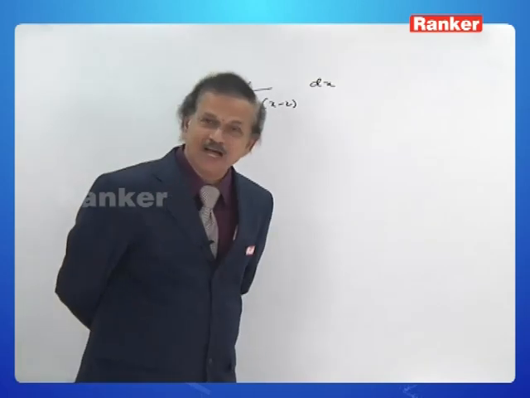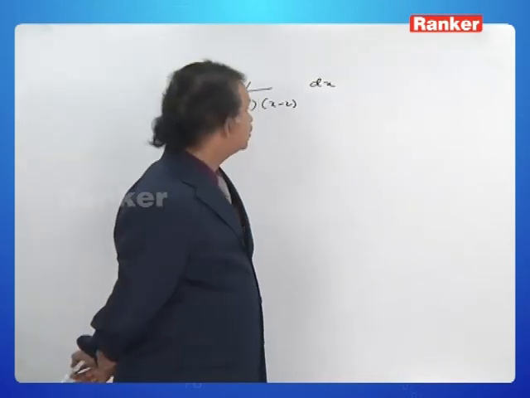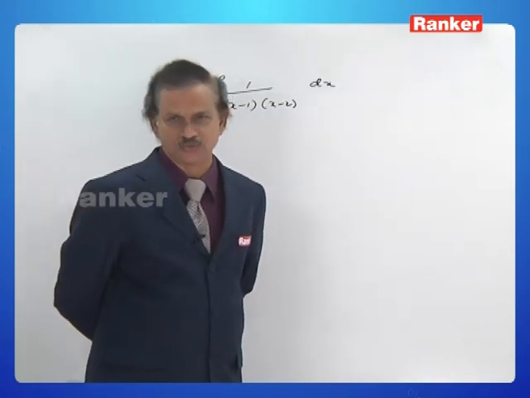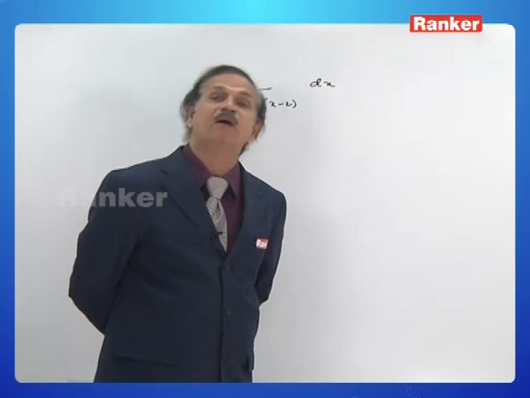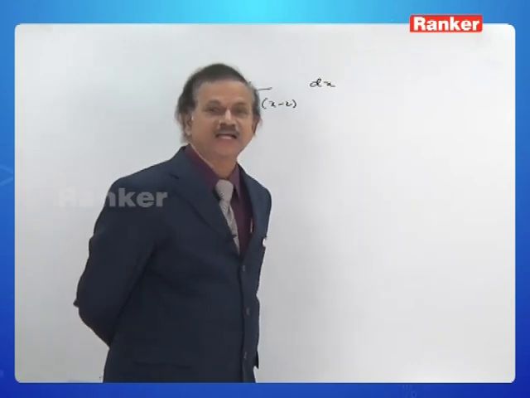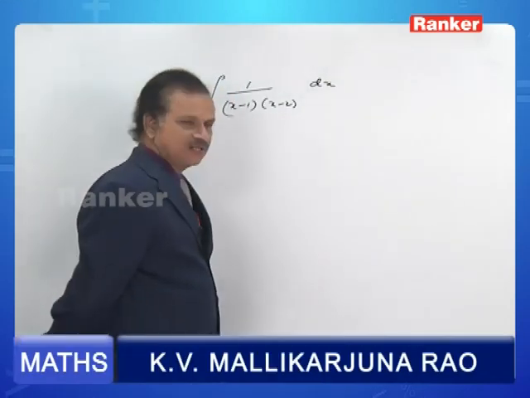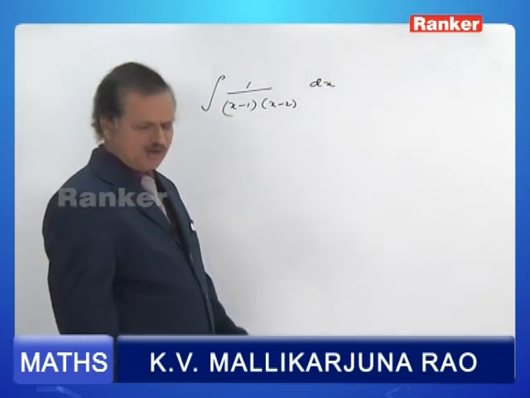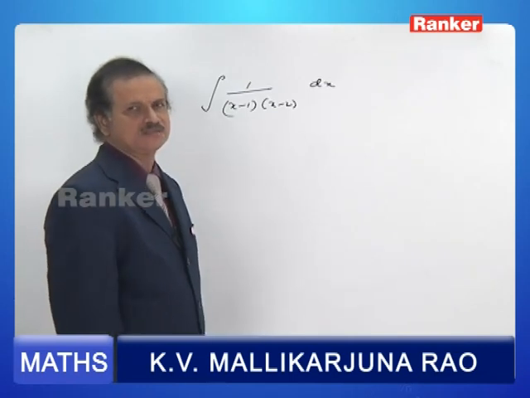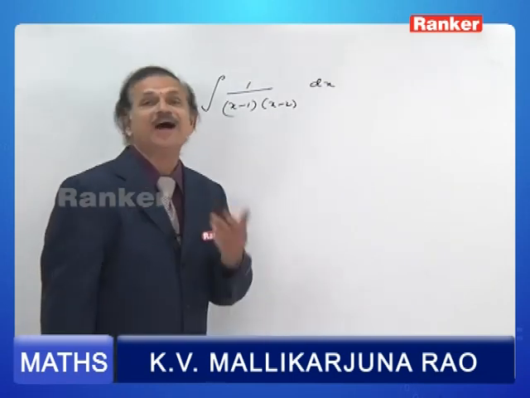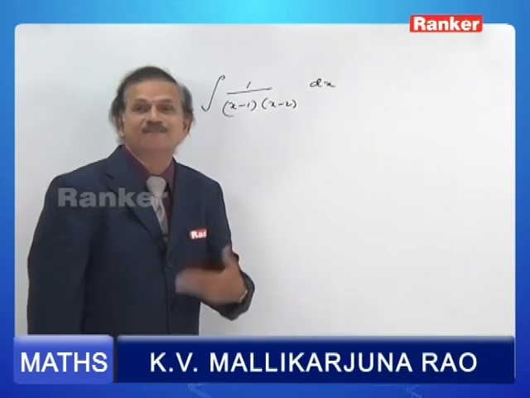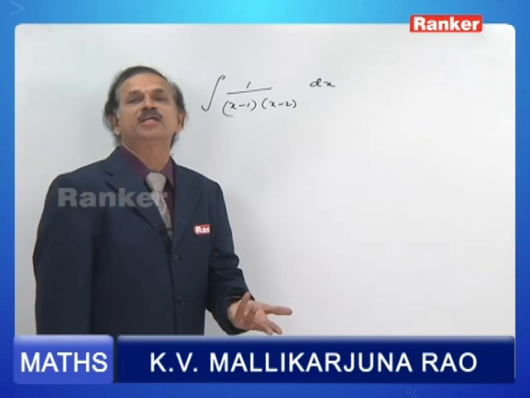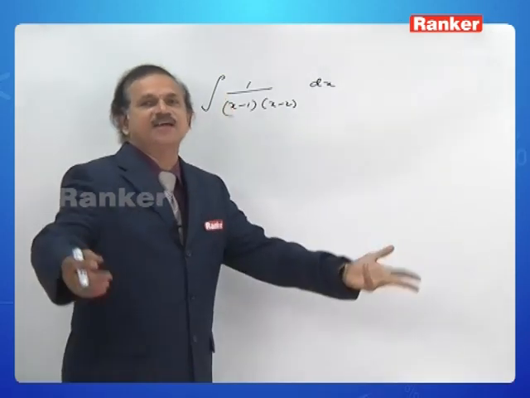Here, the denominator is a reducible function. It has already been reduced as two factors, x minus 1 and x minus 2. We can now use partial fractions so that this product in the denominator can be split into two fractions. That is what we mean actually by the word partial fractions. That is, we are now ready to switch over to the topic integration by using partial fractions. That is the heading before us.